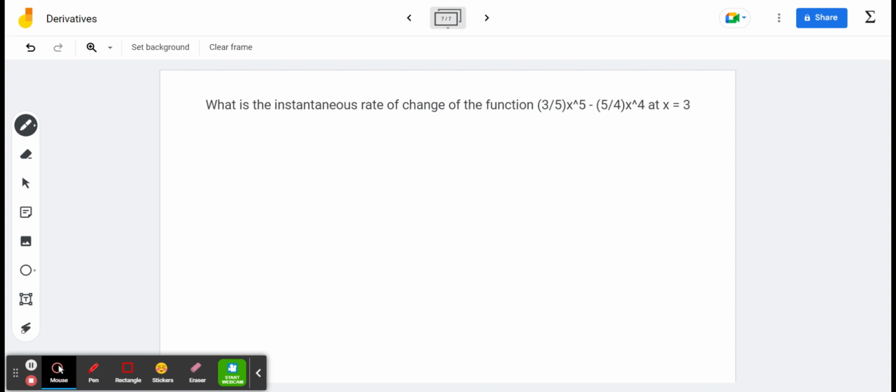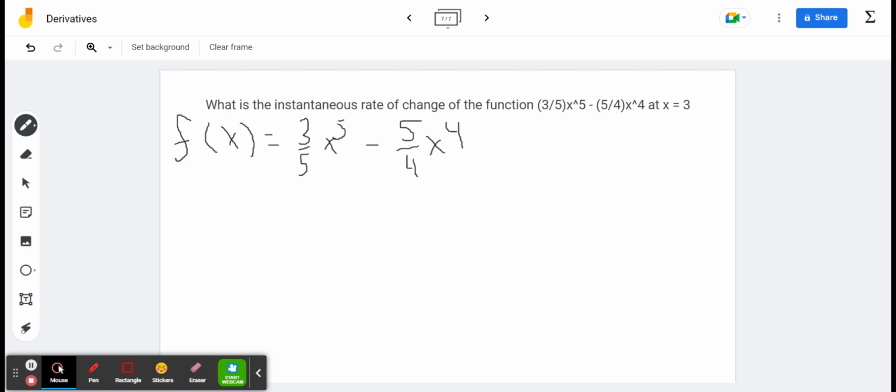Okay, now we're going to be finding the instantaneous rate of change at x equals 3. So what does that mean? Basically, we're going to be finding the slope of the tangent line for this polynomial when its x value is equal to 3. So after we find our derivative, we're going to plug in x equals 3. So let's write our function first, f of x equals 3/5 x to the 5th minus 5/4 x to the 4th.